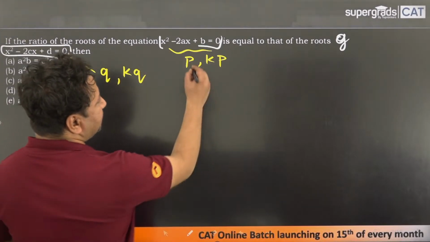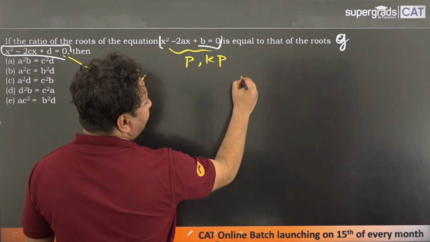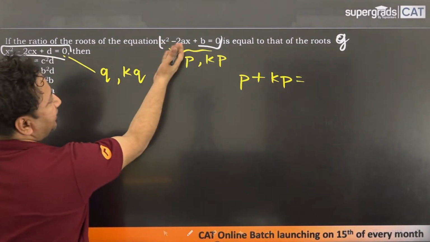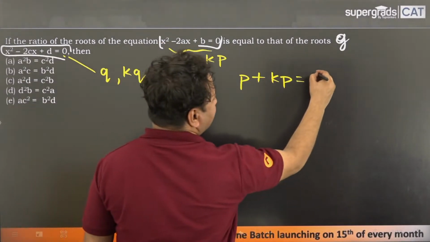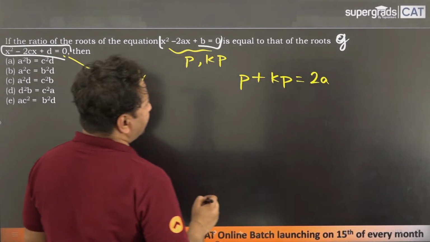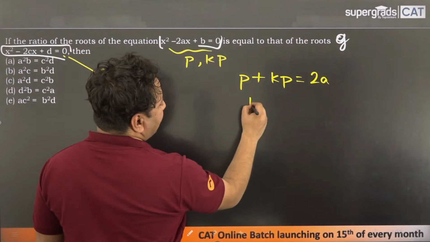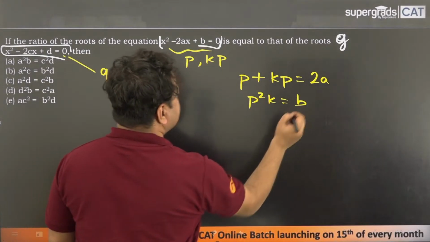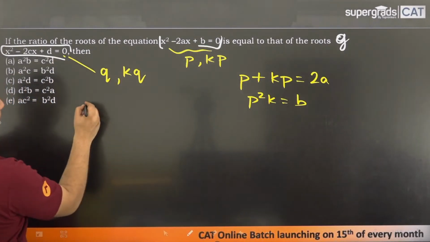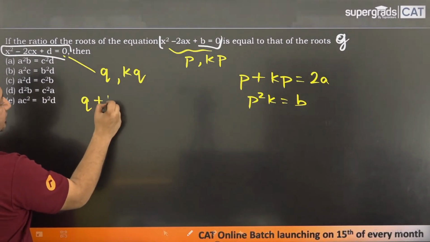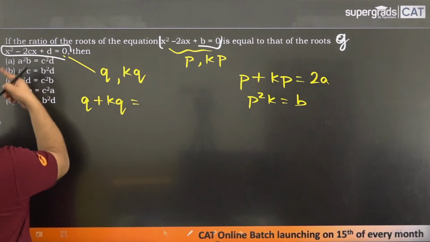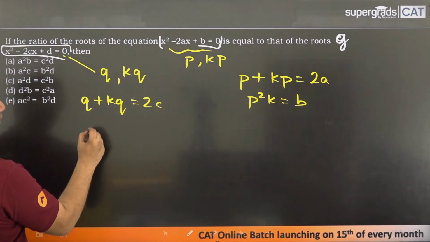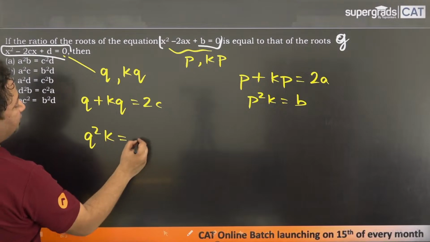Sum of roots. If I do it for this one, P plus Kp, sum of roots is equal to minus B by A. Here it is 2A. And the product of roots, if I multiply them, I'll get P square K, that will be equal to B. Similarly, for this equation, Q plus KQ will be equal to 2C and Q square K will be equal to D.